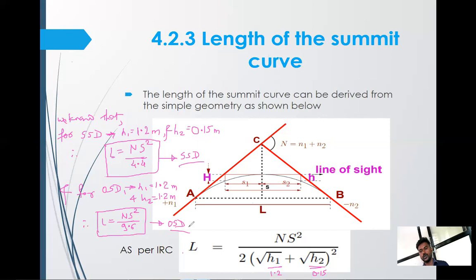So we will have two different formulas, one for SSD and another for OSD, that is stopping sight distance and overtaking sight distance. First, when the length of curve is greater than stopping sight distance, L is equal to N S square divided by 4.4. And when L, the length of summit curve, is greater than OSD, that is, we are dealing with overtaking sight distance, L is equal to N S square divided by 9.6. Is it over? Shall we move forward?